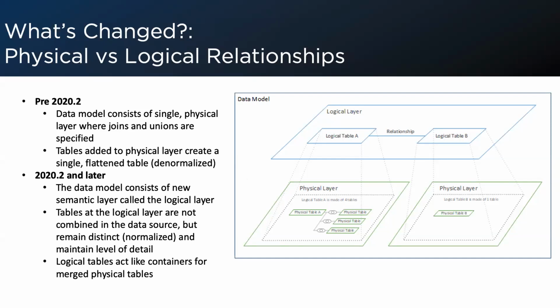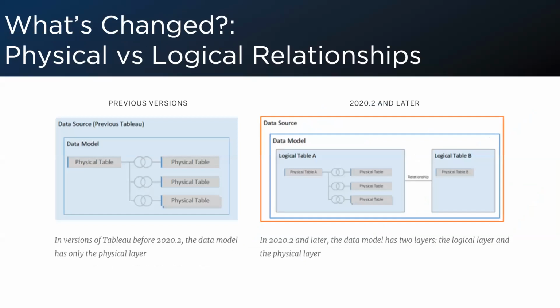Okay. Logical tables, think of these like containers, but for merged physical tables. Okay, think of them like containers. They're going to remain distinct from each other until we bring them out into the view to be able to speak to them. So here's an example of what your data modeling screen can look like from previous versions. On the left-hand side, physical tables joined to other physical tables in the relationship. Whereas in 2020.2 and later, we can create a physical join between tables where we'd like, but then we can also relate that logical table to another logical table that does not hard code that join together.